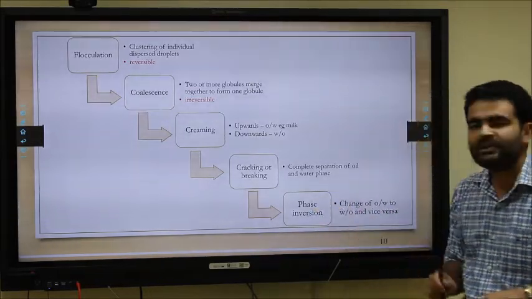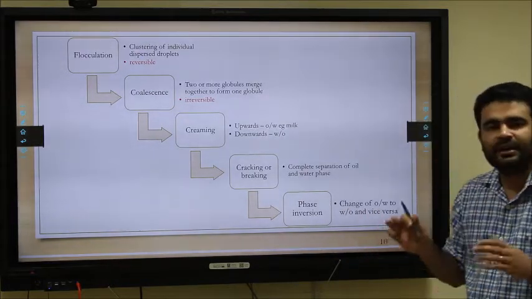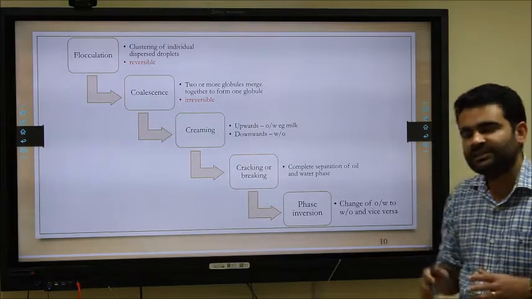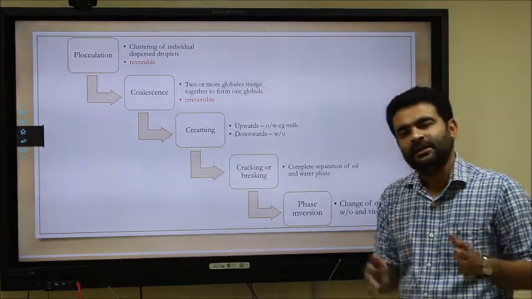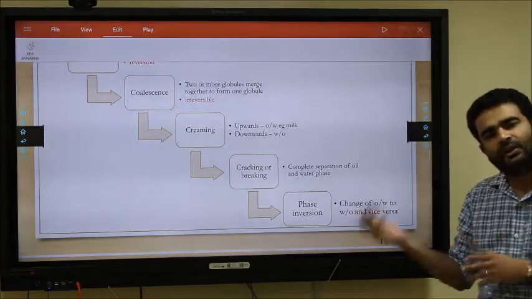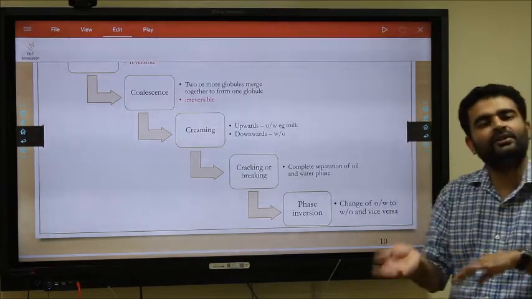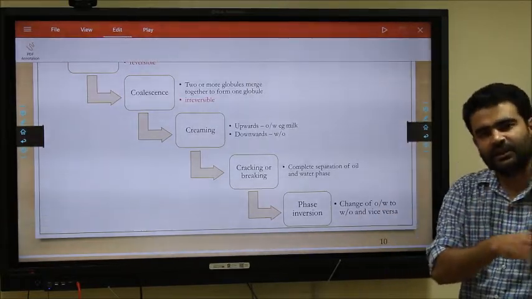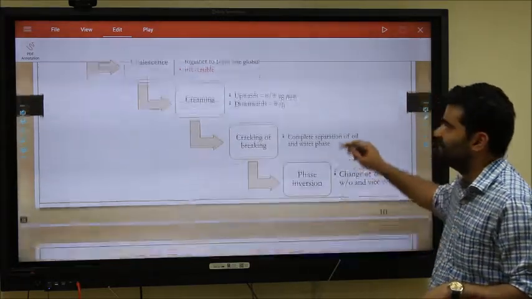Another case of instability encountered in emulsions is phase inversion, which is characterized by the conversion of the emulsion type. For example, change of oil in water type emulsion to water in oil type and vice versa. That means water in oil type is converted into oil in water type, and similarly oil in water type is converted to water in oil type. This is characterized by phase inversion.